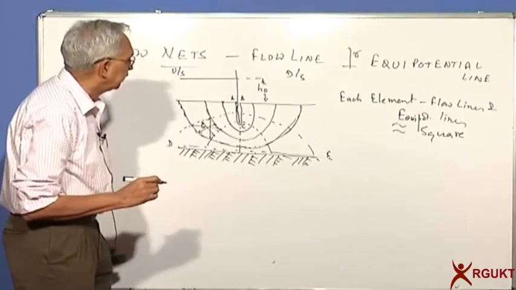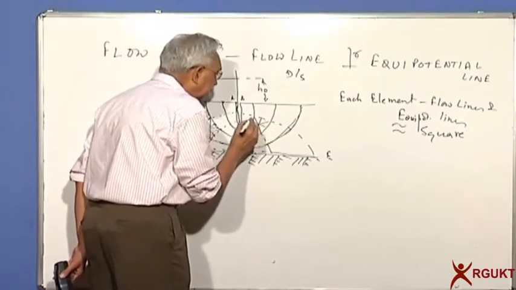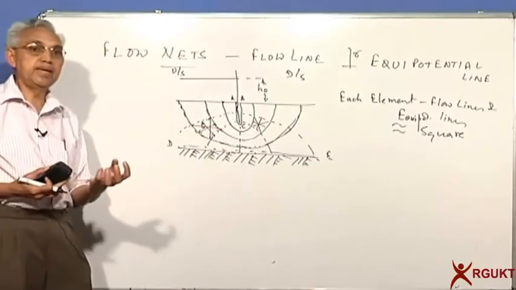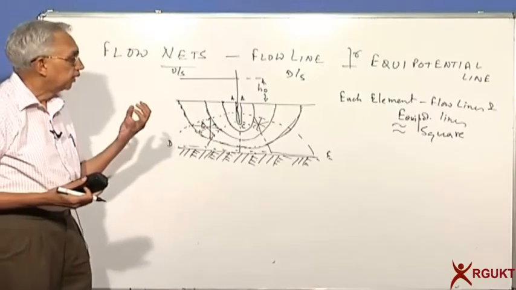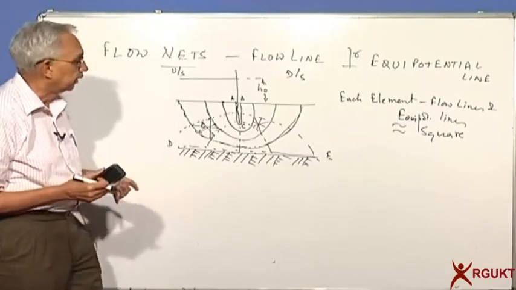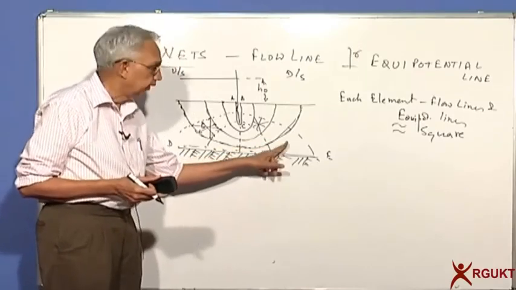Nearly same, then you get a very good flow net. You can see here each element, as the flow takes place, the size of the element may change, but the shape of the element should be approximately square. As you can see, when I sketched it, this is not a very good square, or this one.